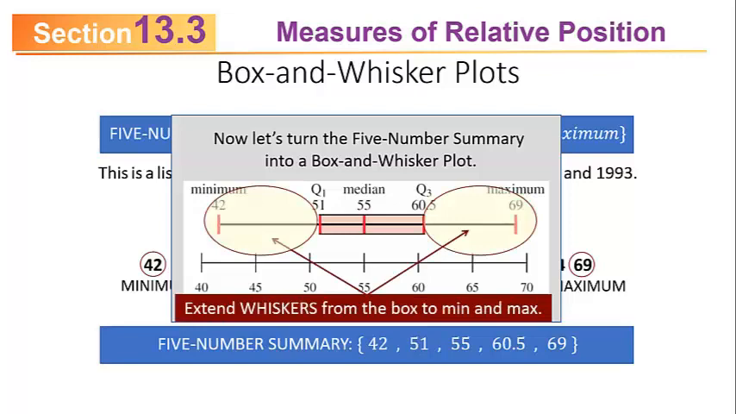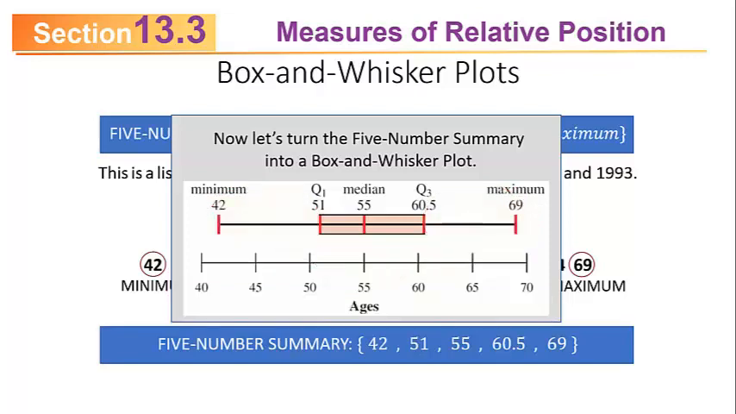The whiskers are line segments going to the left and to the right. To the left, they go all the way to the minimum value of your 5-number summary, which in this case is 42. And to the right, it goes all the way out to the maximum value in the 5-number summary, which was 69. So your box and whisker plot is simply taking your 5-number summary and doodling on it. You're essentially putting a box in the middle going from Q1 to Q3 that encapsulates the median, and then you put the whiskers out that go from the minimum value to the maximum value. So you're basically doodling on top of your 5-number summary.